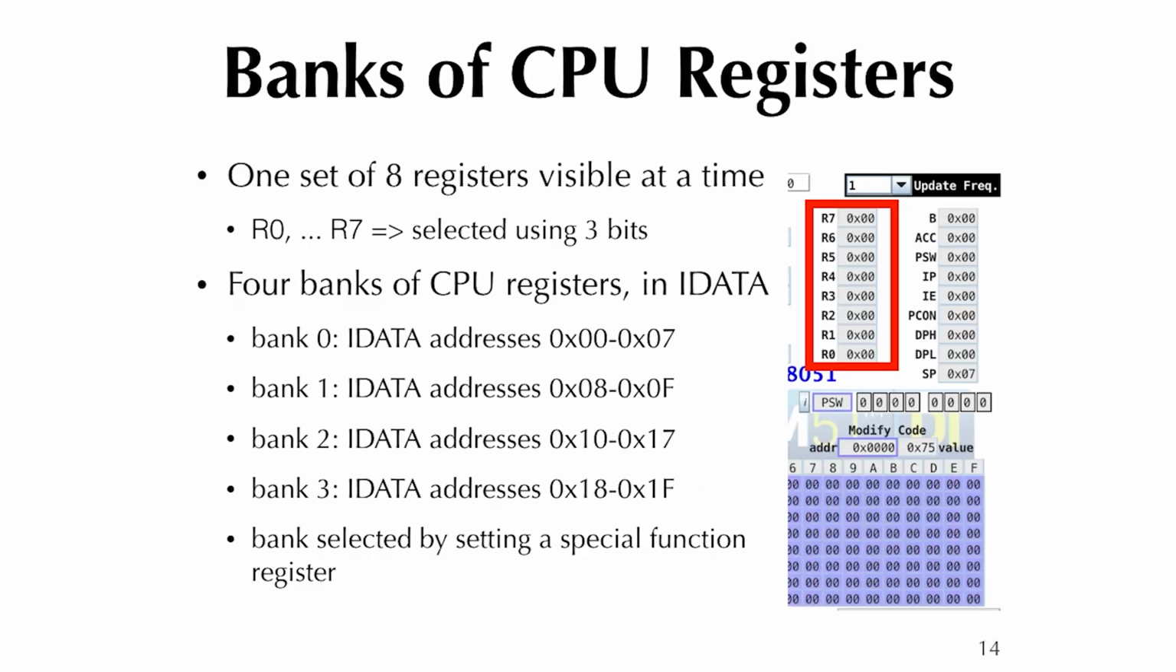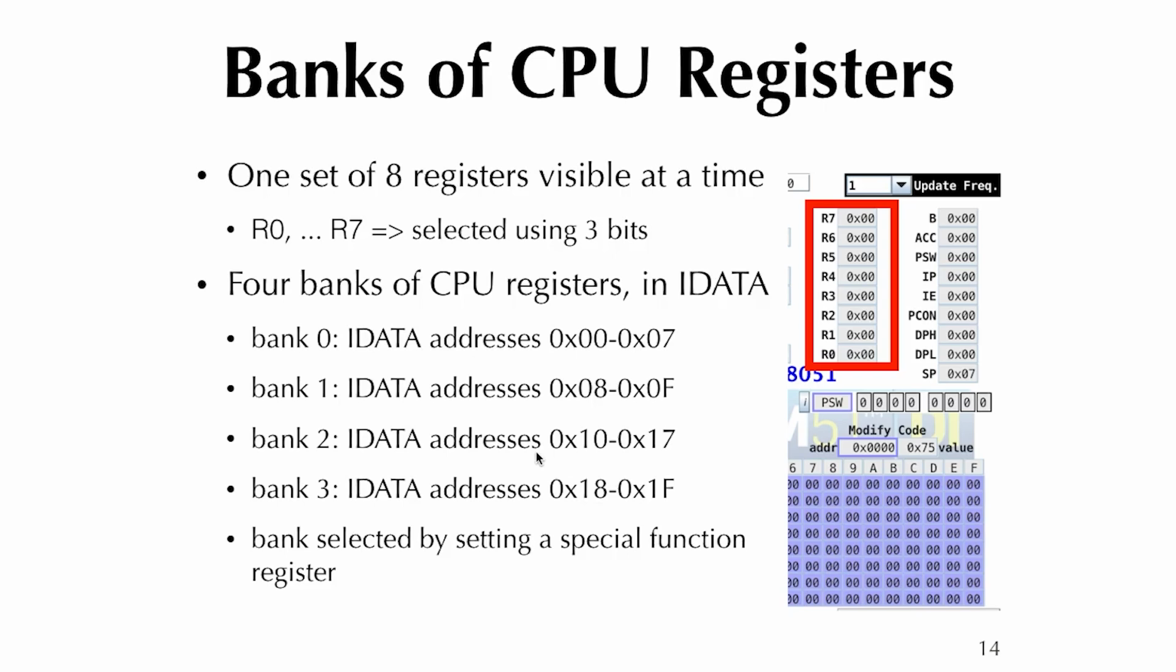Now, these CPU registers are banked. Even though you can see R0 to R7, you can actually have 4 sets of these and select between them. And they map to the iData space. So you can have one set that maps to address 0 to 7 in iData memory, another from 8 to F, another from 10 to 17 hex, another from 18 to 1F.